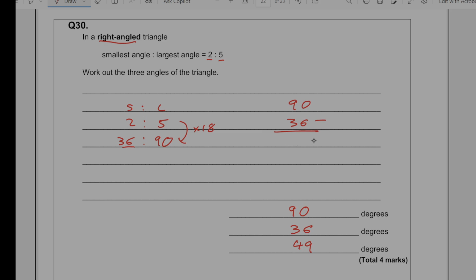Well, check that. So 0 take away 6 we can't do, so exchange. So 10 take away 6 is 4, and then 8 take away 3 is 5. So that one should have been 54. Where my answer came from? 54.